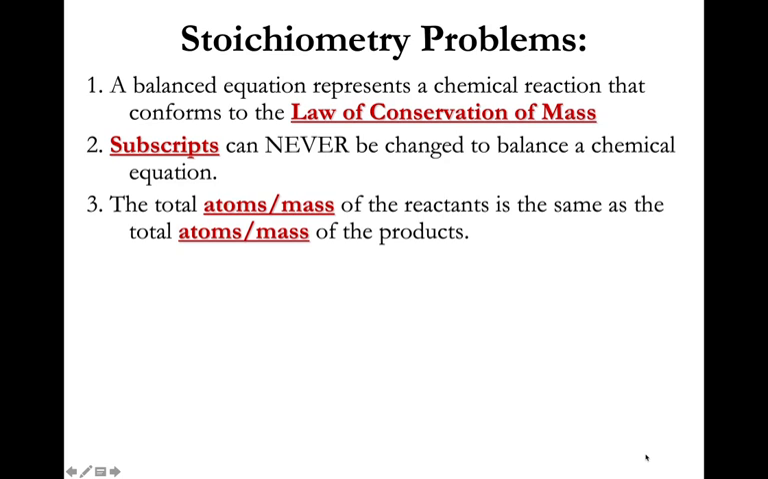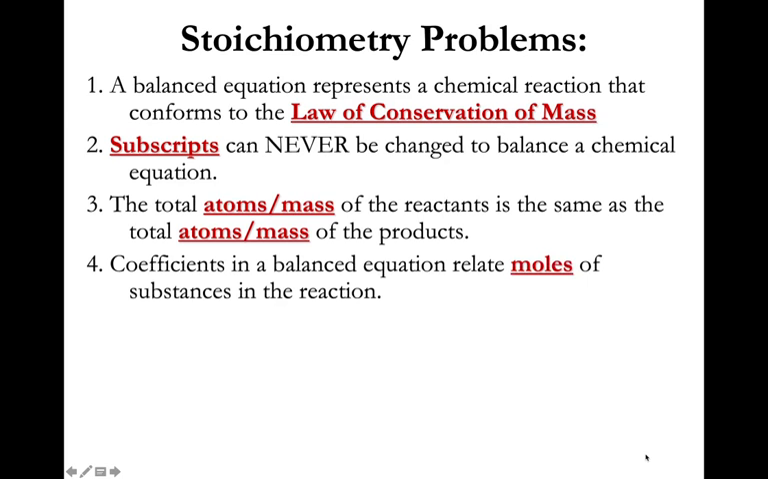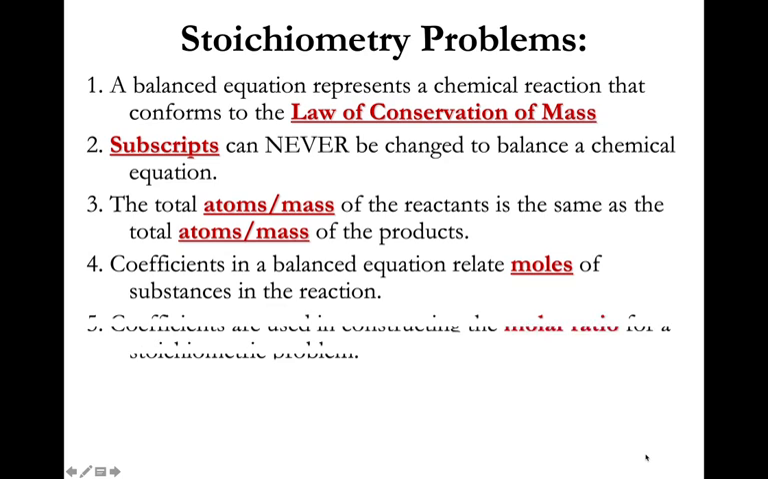It only changes form. We use coefficients in a balanced chemical equation to relate the mole ratio between each substance in that reaction. So remember, the mole ratio is what we use to convert what we know of a given substance to what we want to know about another substance. We're going to look into more of that today. Coefficients are used in constructing this mole ratio. So again, that's why we balance the equation.